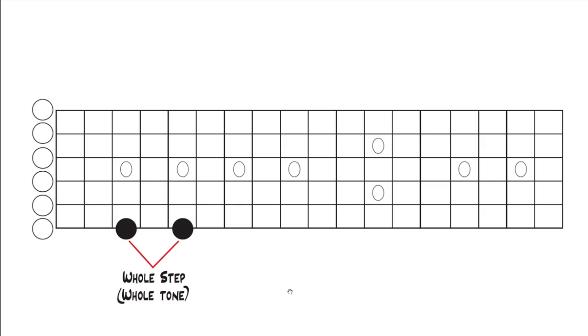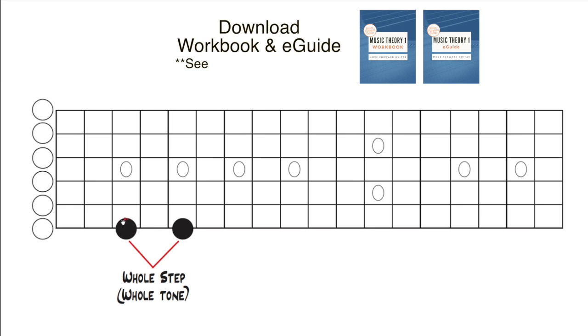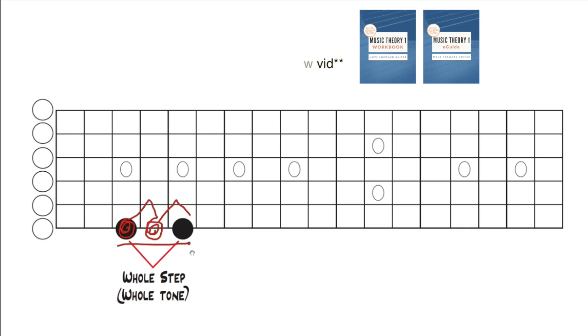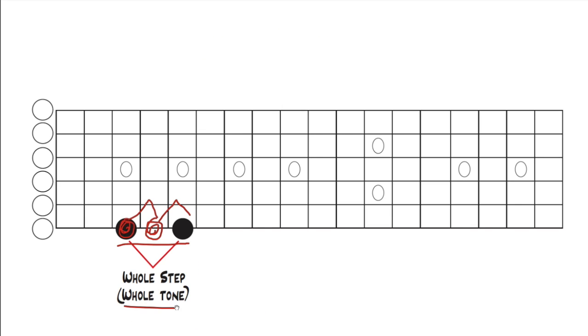So a half step is the smallest distance you can have. A whole step is the next smallest distance that you can have, which is actually just two half steps put together. So if I had a note here and a note here, this would be a half step, and then from here to here would be a half step. So that would equal a whole step. And again, you'll also hear whole tone.